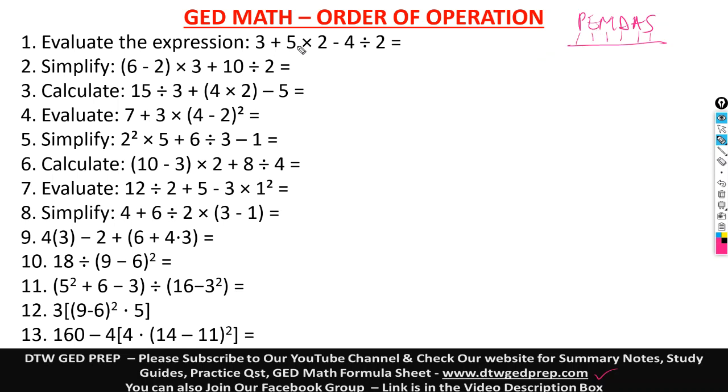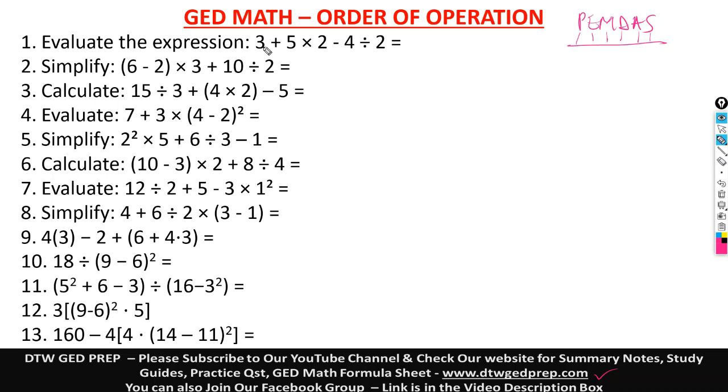So when you want to solve this, you have to start first with your parentheses. After you do your parentheses, you go to your exponent. Then you go to your multiplication, division, addition, and subtraction. And that's the rule we're going to follow in solving these 13 questions.